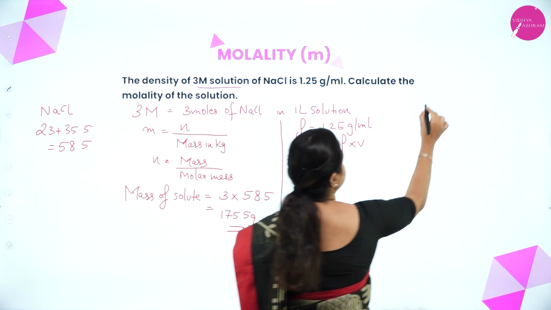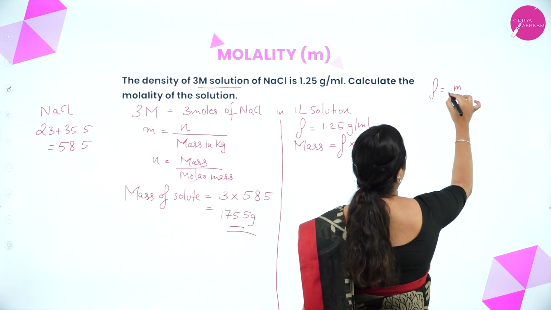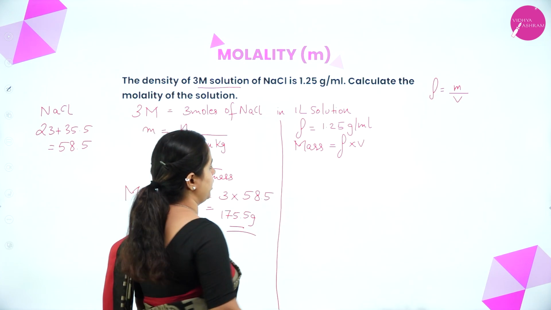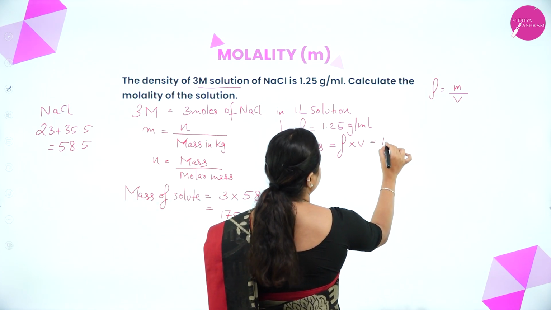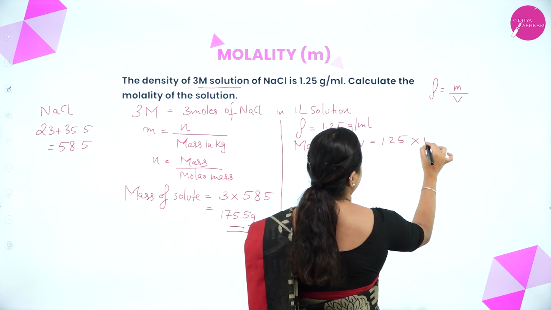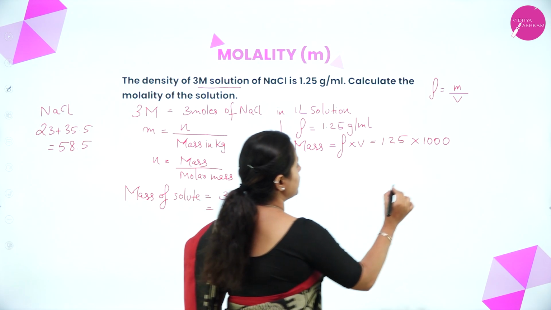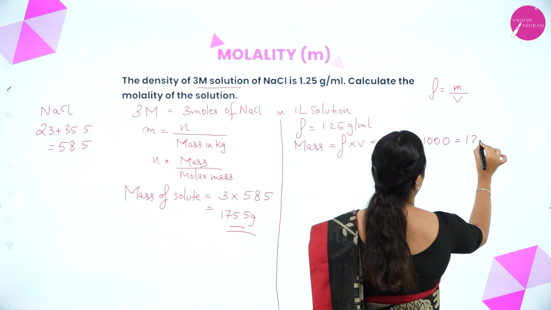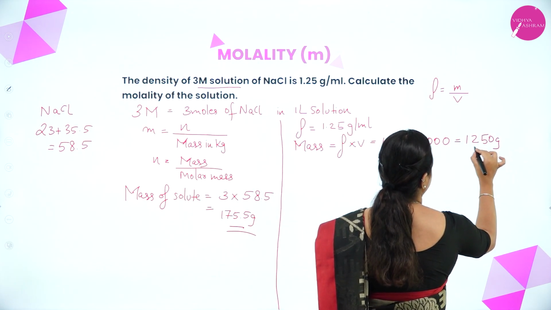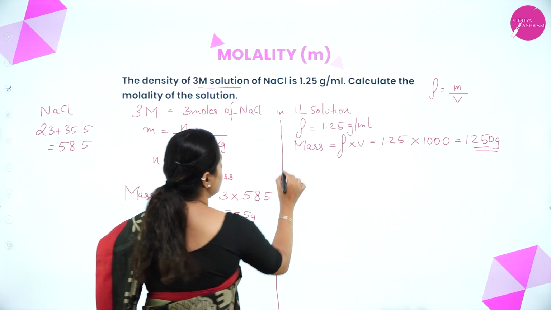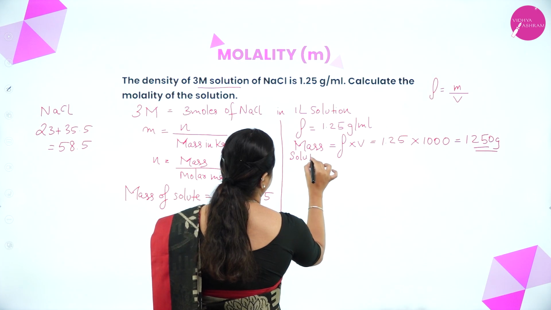You know that density is equal to mass by volume, right? So what will be my mass? Density into volume, that is 1.25 multiplied by 1000, since 1 liter means 1000 grams. That will give me 1250 grams. Now, what did we calculate? It is the mass of your solution.